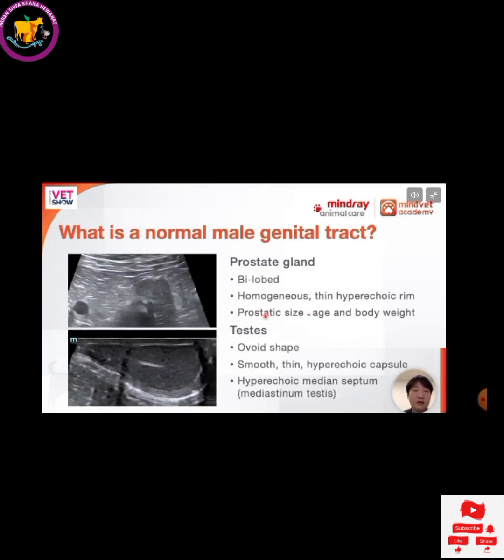Normally, testes have an oval shape and a fine homogeneous echo texture. The border is a thin, smooth, and hyperechoic capsule here. On sagittal image, a central hyperechoic line is visible, representing the mediastinum testis.